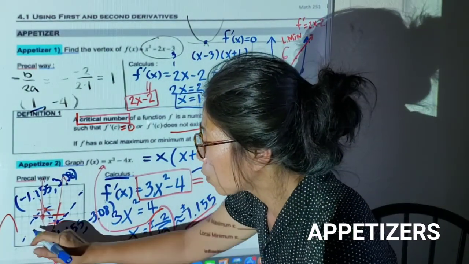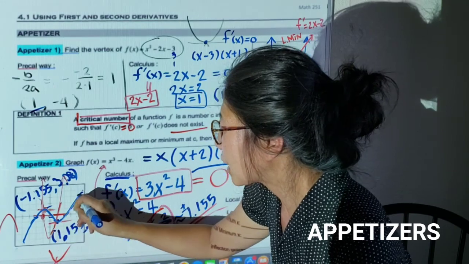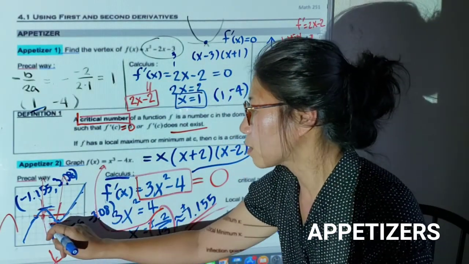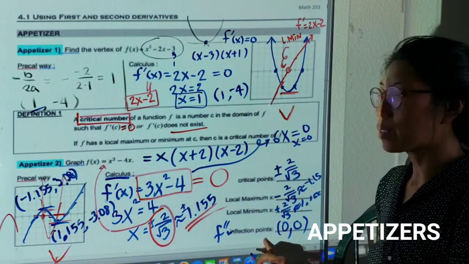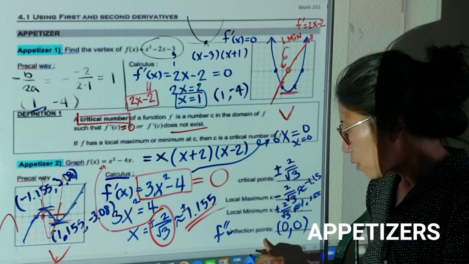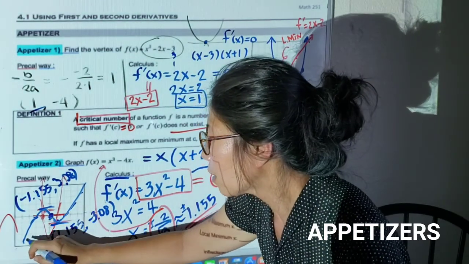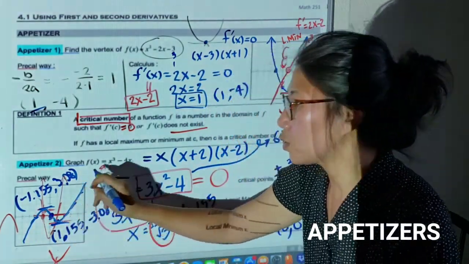So look at this blue color. Does it make sense? Taking the first derivative function gave me where the local maximum and minimum are. The second derivative function gives me where the inflection point is, which is 0, 0. If you look, do you see that my concavity changes?